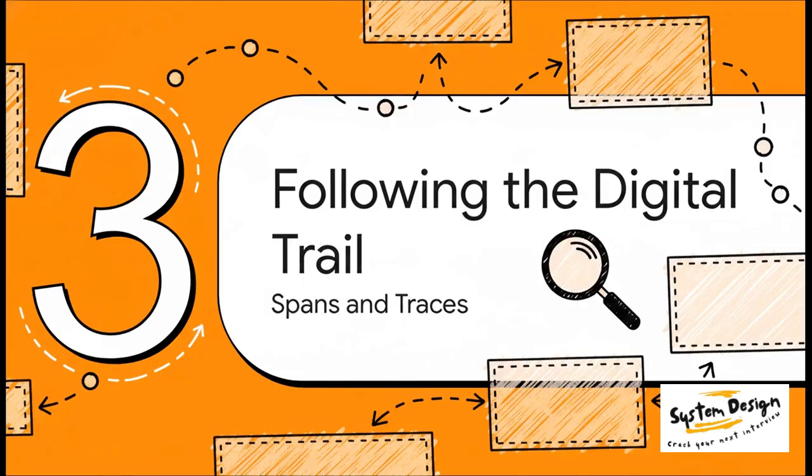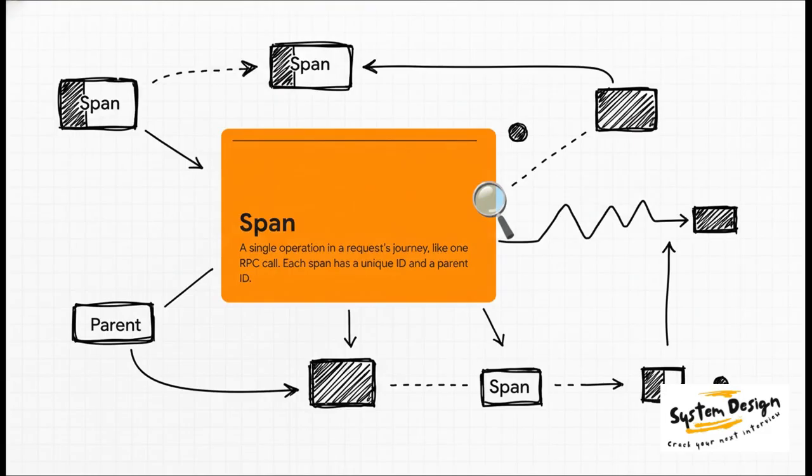So how on earth did Google's engineers solve this puzzle? Well, it all comes down to 2 surprisingly simple but incredibly powerful ideas that are the heart and soul of Dapper. Let's break them down. The first core concept is something called a span. The best way to think of it is like a single breadcrumb dropped along the request's path. Every time the request does one specific thing, like call a database, it drops a breadcrumb.